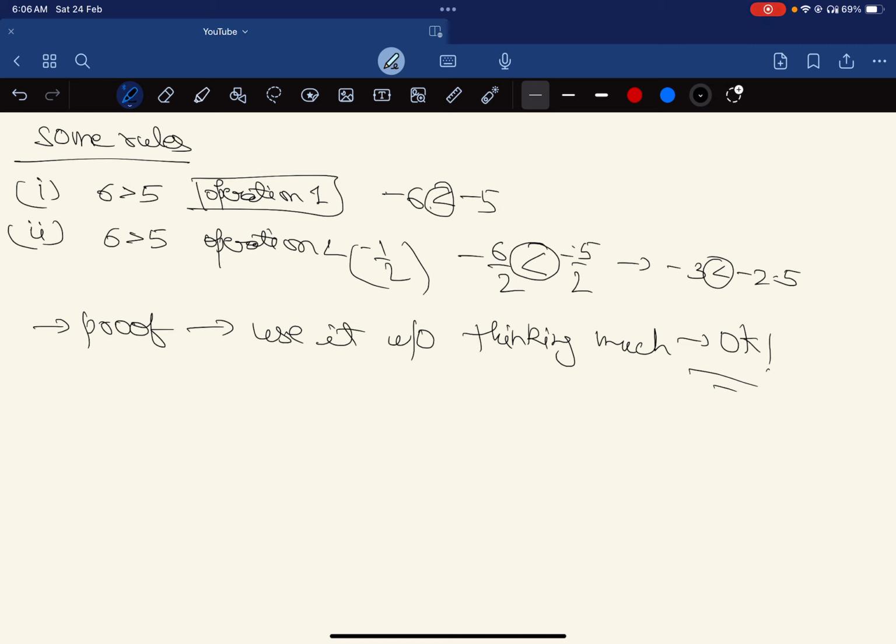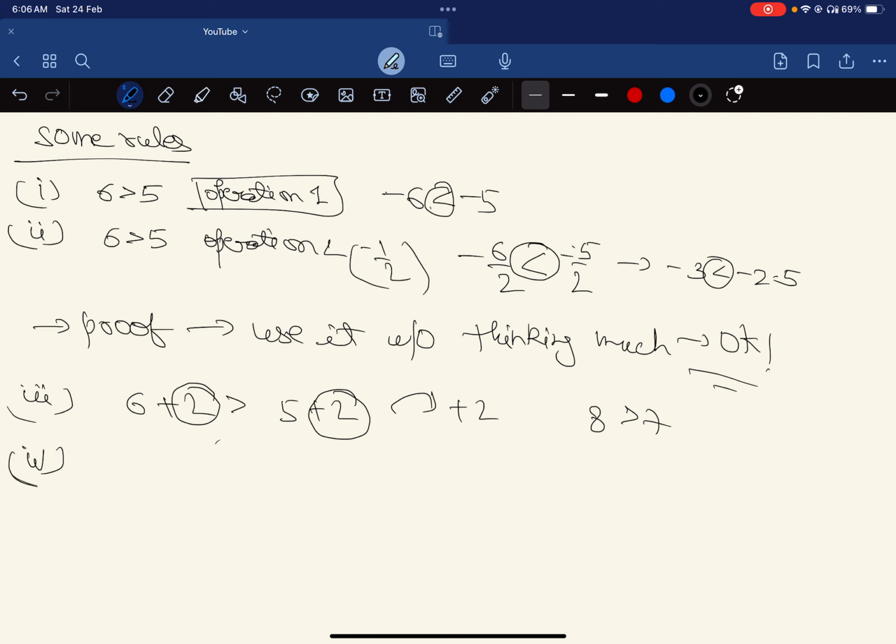Then there's no third rule. This is common sense. If we add plus 2 to both sides, the symbol will not change. The quantity we added here is the same quantity we added here. Both are increased by plus 2. The symbol will remain the same. As you can see, 8 is greater than 7. Similarly, addition and subtraction are both the same thing. You will say add plus 2. I'll say okay, subtract minus of minus 2.